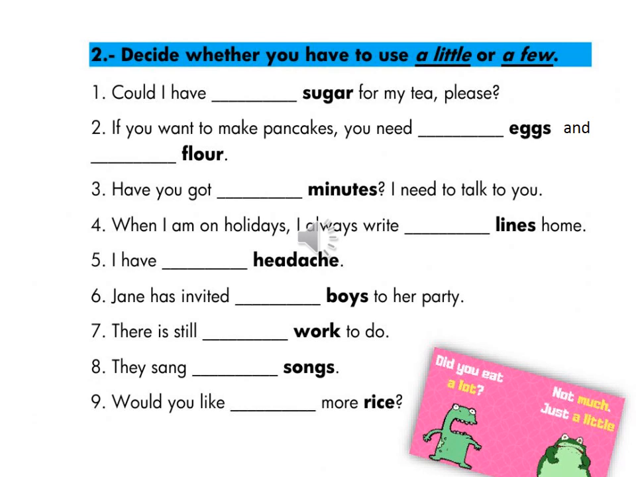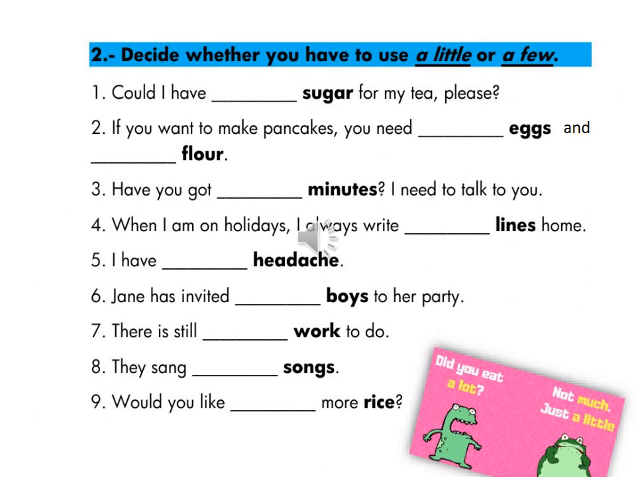Now, let's proceed with another activity. Decide whether you have to use a little or a few. Okay? Get your notebook and pen. You have to copy the sentences and complete them by using a little or a few. Okay, Mai? Write the quantifiers a little or a few on the space provided. Okay, Mai?